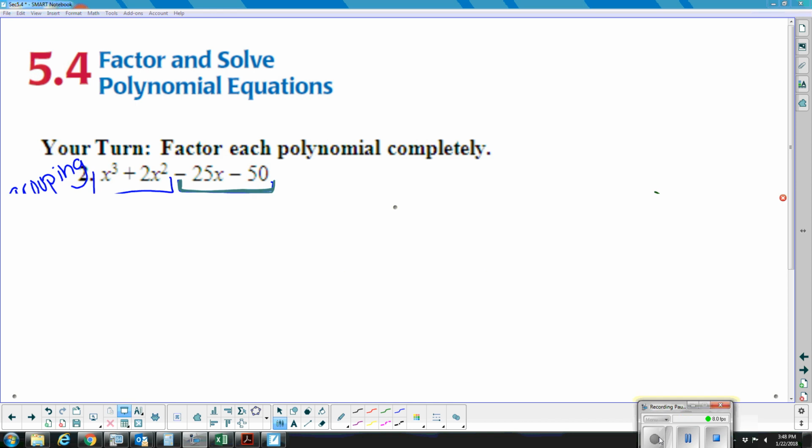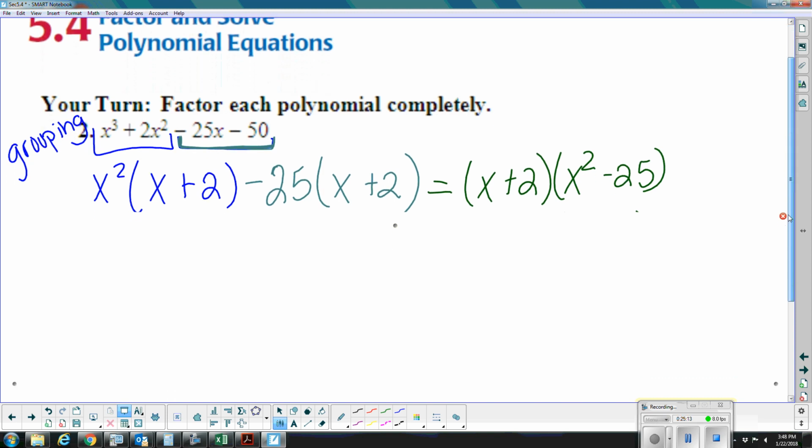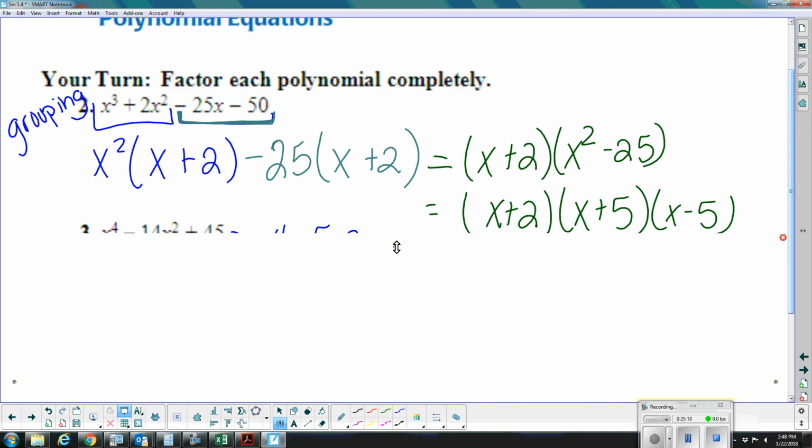All right, in this first example, we can factor by grouping. So we're going to group that x cubed plus 2x squared minus 5x minus 50 into two separate groups. So once we do that, we get x plus 2 as a common factor in both terms. And then we get x squared minus 25. Now x squared minus 25 can be simplified because it's the difference of two perfect squares. So here's our final answer, x plus 2 times x plus 5 times x minus 5.